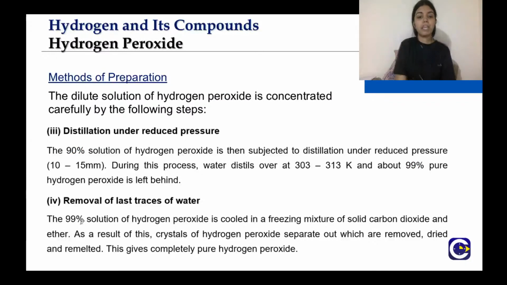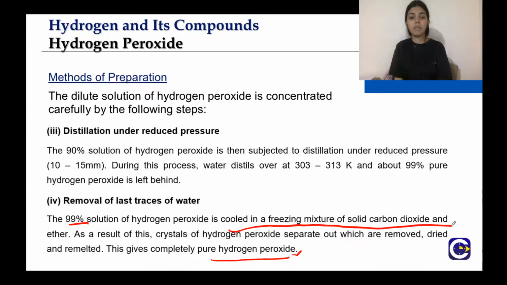Now from 99% you want to obtain pure hydrogen peroxide. So how will you do it? This 99% solution of hydrogen peroxide is cooled in a freezing mixture of solid carbon dioxide and ether. Right. So what happens here is that crystals of peroxide separate out in the freezing mixture of solid carbon dioxide and ether. They are dried and they are remelted. This is how you obtain the completely pure hydrogen peroxide.